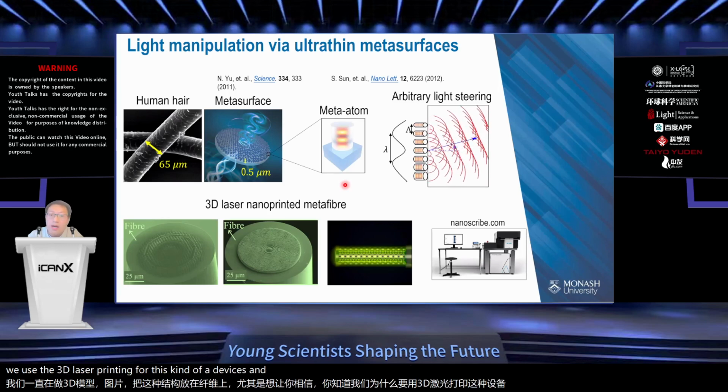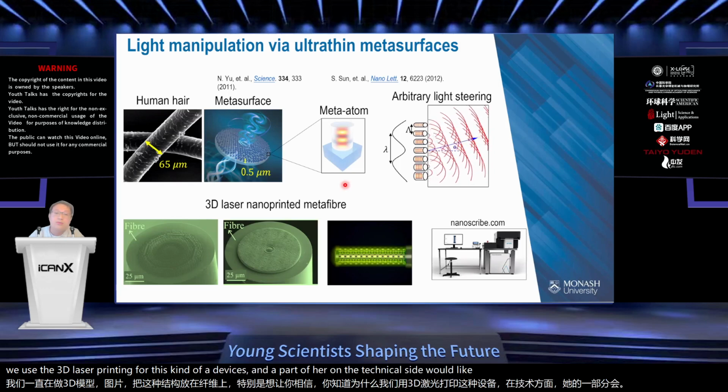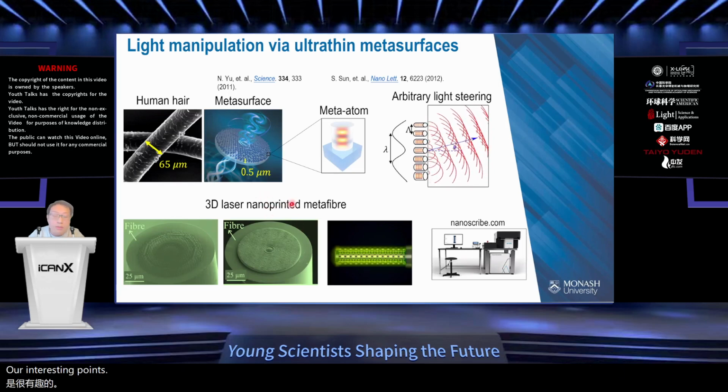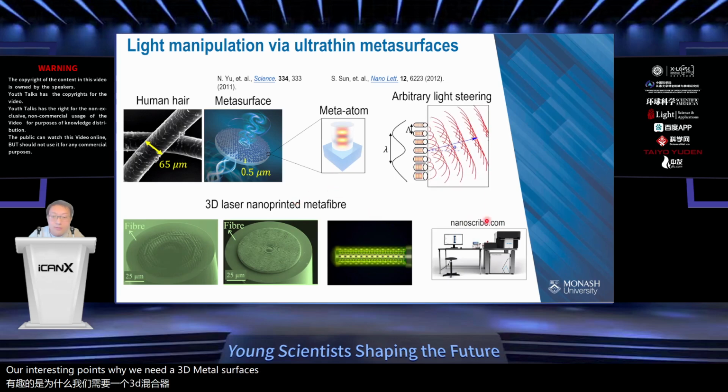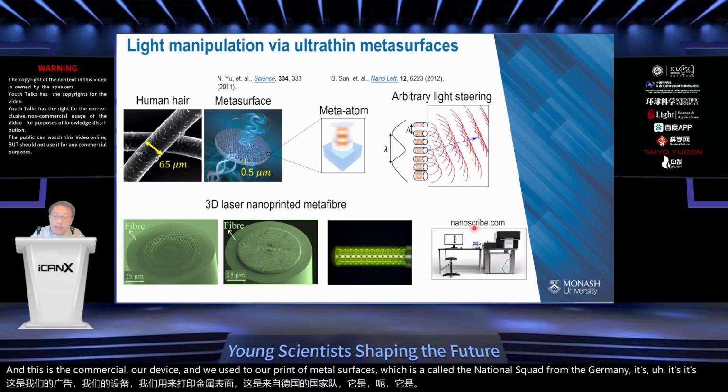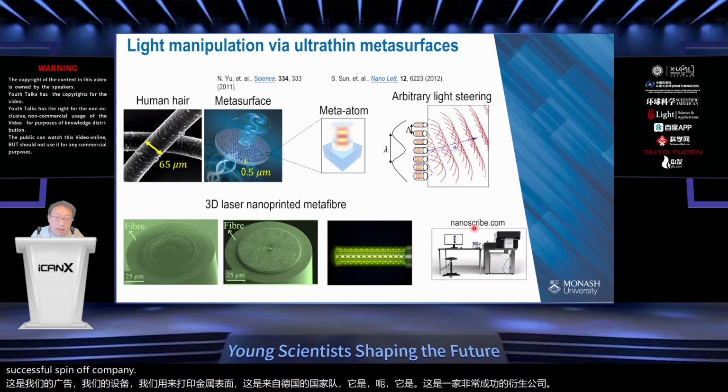And apart from the technical side, I would like to introduce some physically interesting points on why we need 3D metasurfaces. And this is the commercial device that we used to print out metasurfaces, called Nanoscribe from Germany. It's a very successful spin-off company based on 3D laser printing.